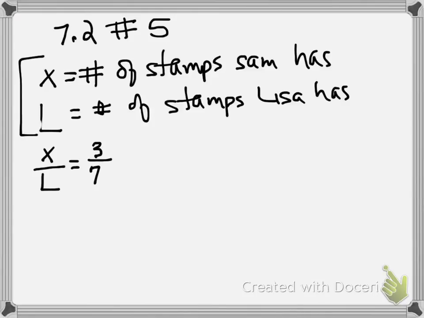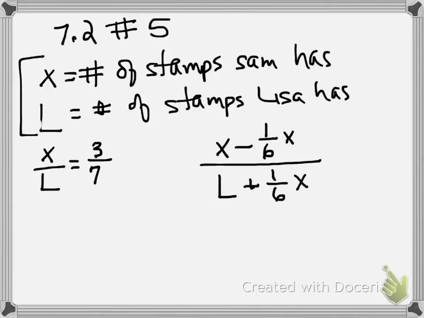Okay, so then it says Sam gives 1/6 of his stamps to Lisa. So 3 minus 1/6. Actually, sorry, let me do that again. We don't know how many stamps he has. We just know that his relationship is 3 to 7. So Sam has x minus 1/6 of his stamps, in the relationship of Lisa plus 1/6 of Sam's stamps. Okay, so we have that relationship now.